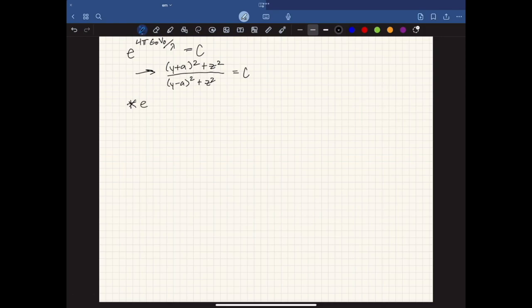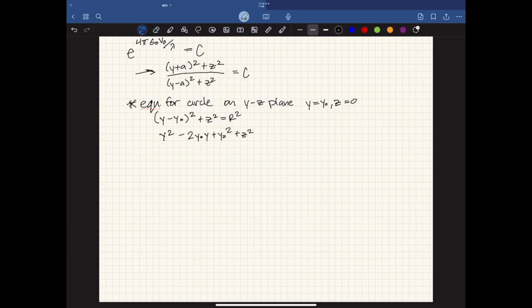The equation for a circle on the YZ plane at some y equals y0 and z equals 0, following the image of the two wires that I showed earlier, we would have (y minus y0) squared plus z squared equals r squared. And when we factor this out and bring r to the left side, we get this. So we want to put this equation into a form that looks like this one.